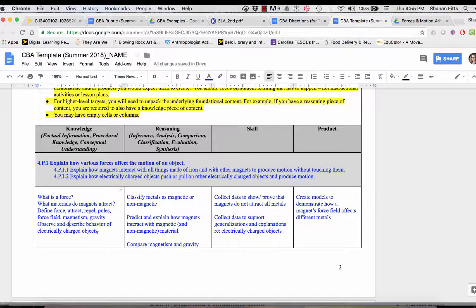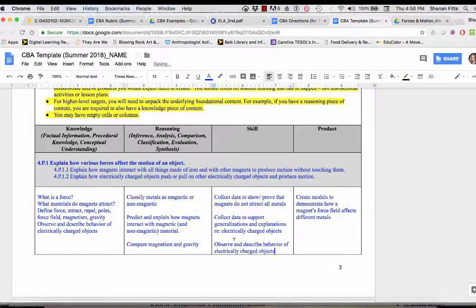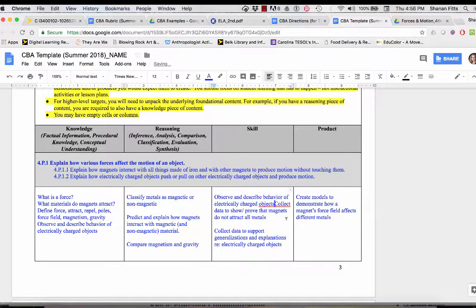So maybe what I'll do, I do want the students to be able to make observations of the behavior of electrically charged objects, and then collect data based on that. Those are parts of the scientific process skills that are important for students. So I'm going to include that here, and then maybe describing the behavior of electrically charged objects and magnets would be on the knowledge level. Okay.